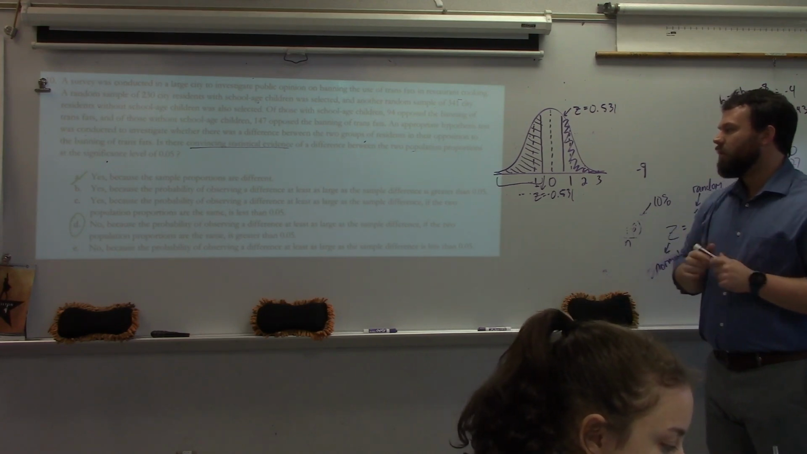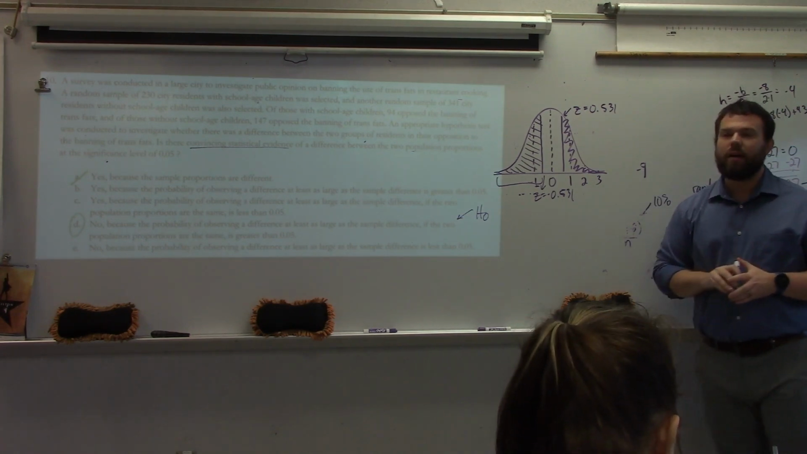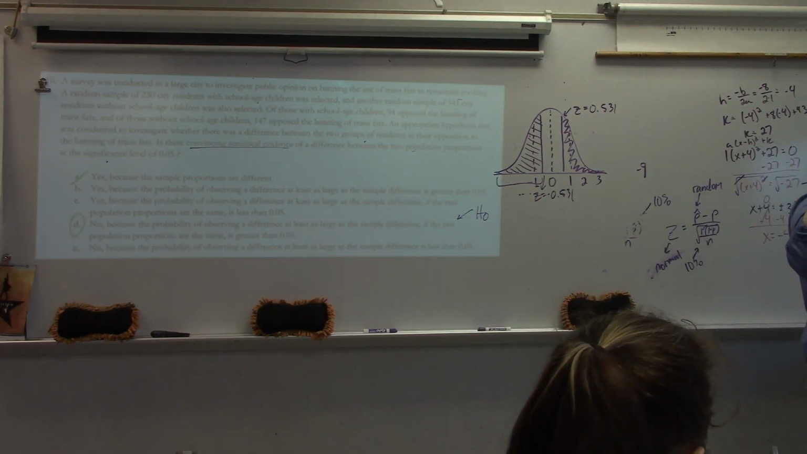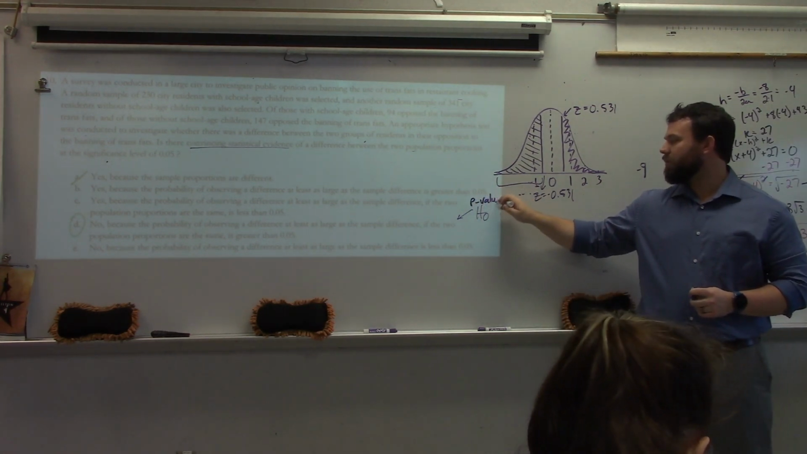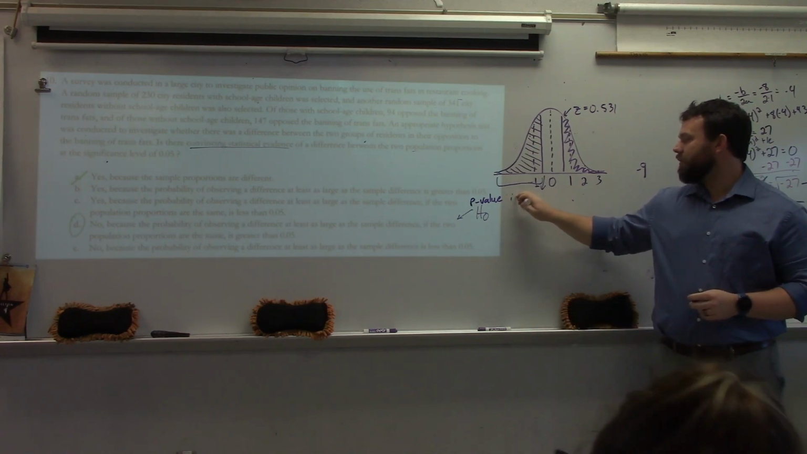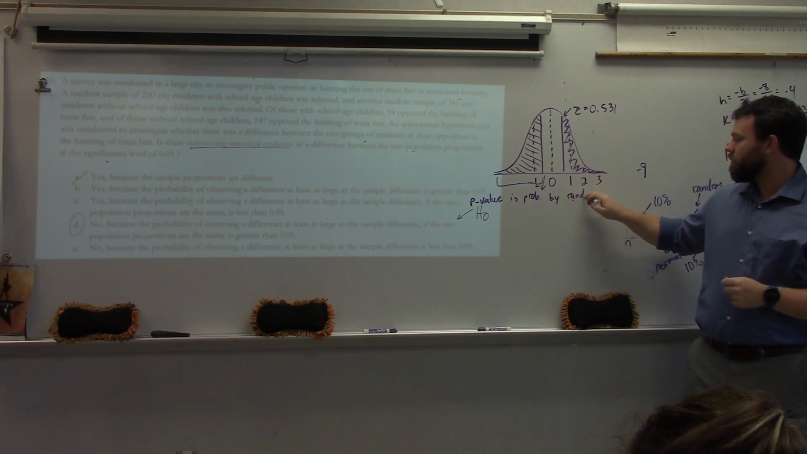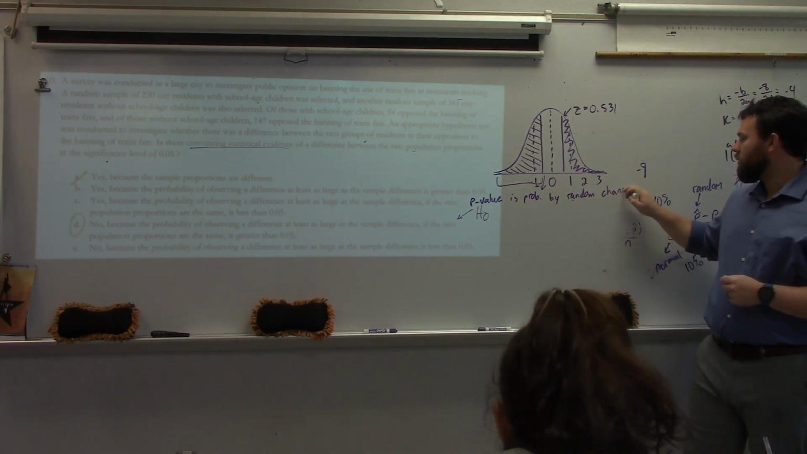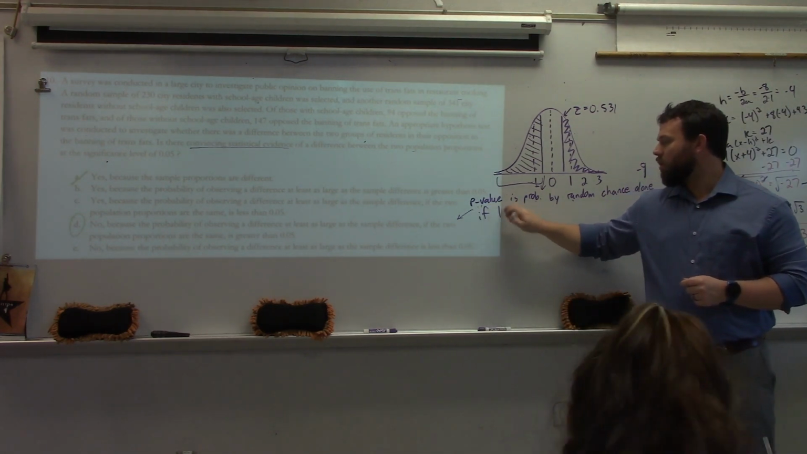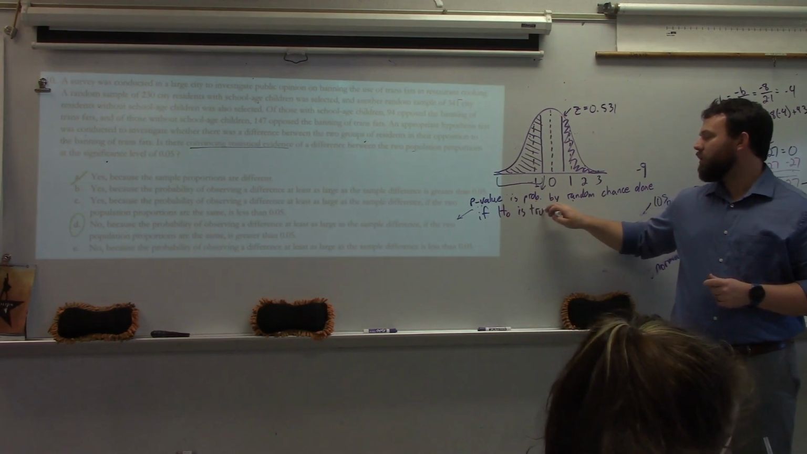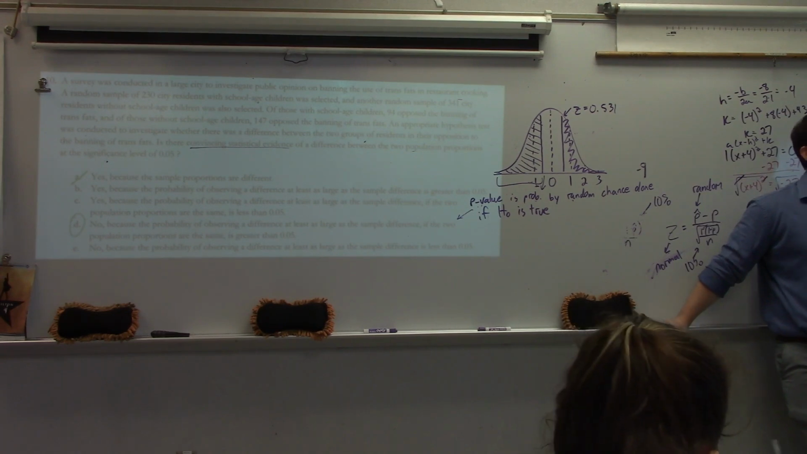The probability of observing a difference at least as large as the sample difference if the two population proportions are the same. Notice this is my null hypothesis, because the whole point of a p-value is assuming the null hypothesis is true, right? So p-value is the probability of getting this by random chance alone if the null hypothesis is true. With those calculations, we always assume the null hypothesis is true.